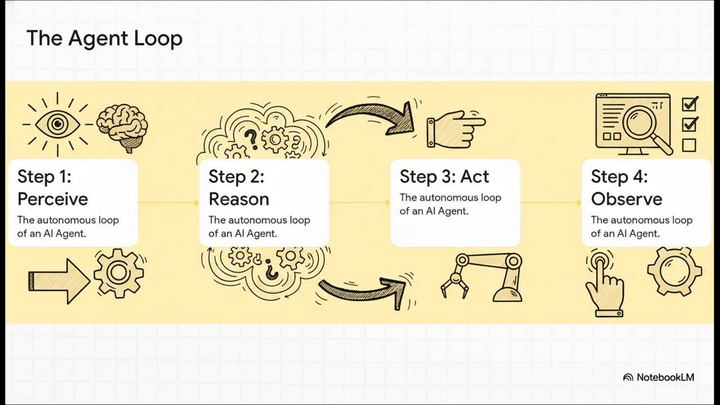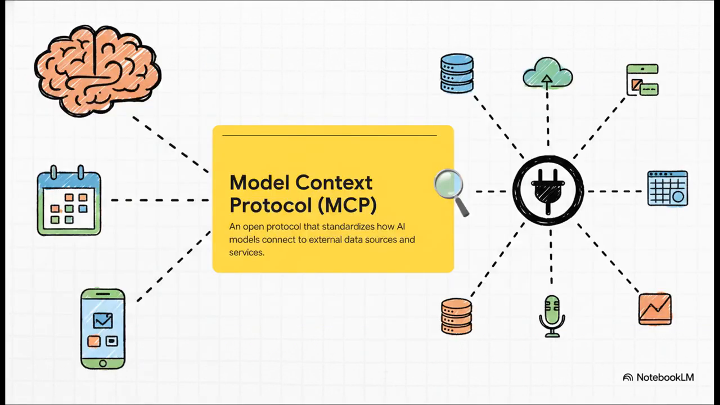And they do this through a continuous loop. The agent perceives its environment, like your open applications. It reasons about the best next step to take. It acts on that decision, and then it observes the outcome. And it just repeats this cycle over and over again until its goal is complete. But for an agent to actually act, it needs to plug into the outside world, your apps, your databases, your calendar.